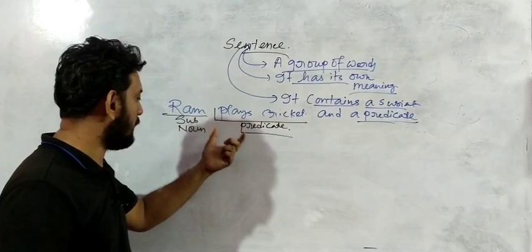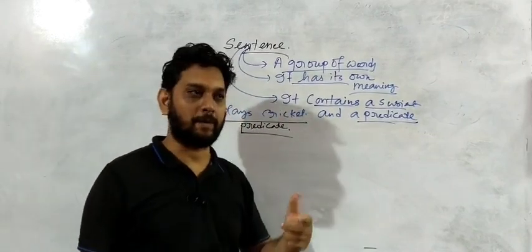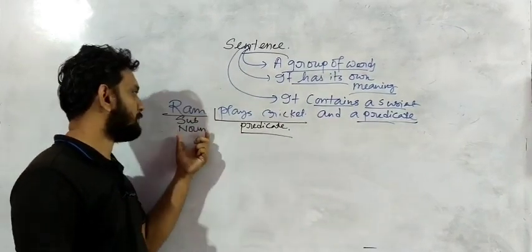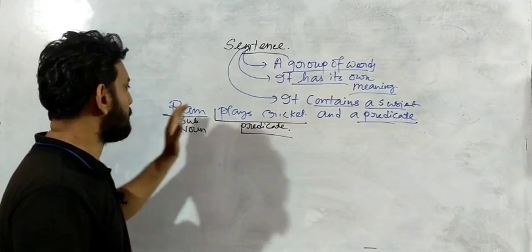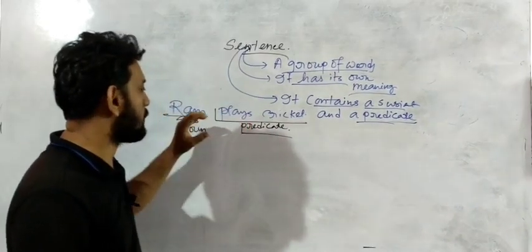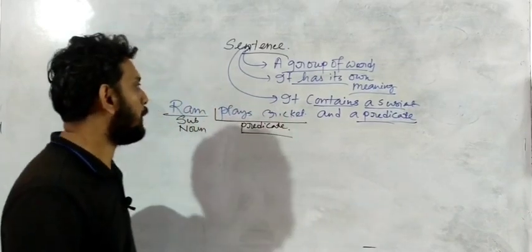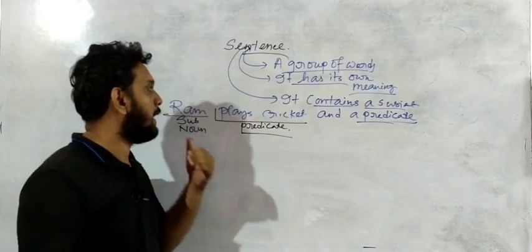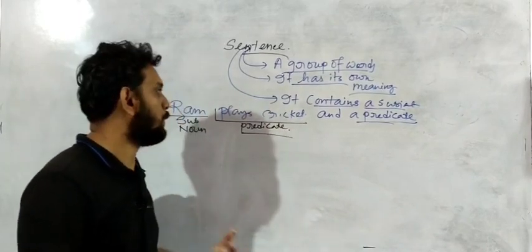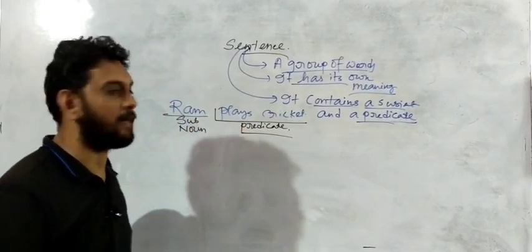Okay, and also I said in predicate part we need to have one main verb. Also we have seen that here main verb is plays. So I can say Ram plays cricket, it contains subject also predicate. Yes or no? That means it is a complete sentence, also it expresses its own meaning. So that is very important. So I repeat that sentence is a group of words and it expresses its own meaning. It contains a subject and the predicate. Already I have given an example over there.